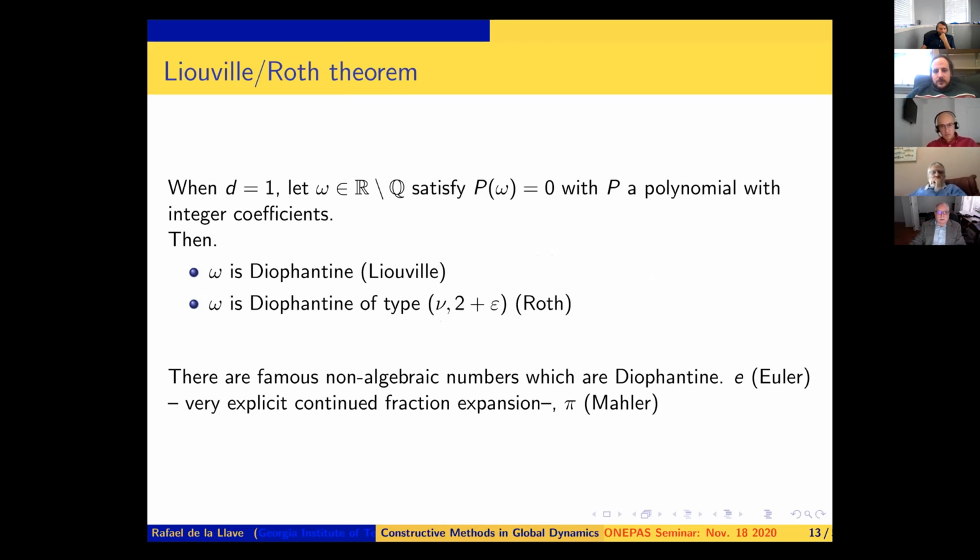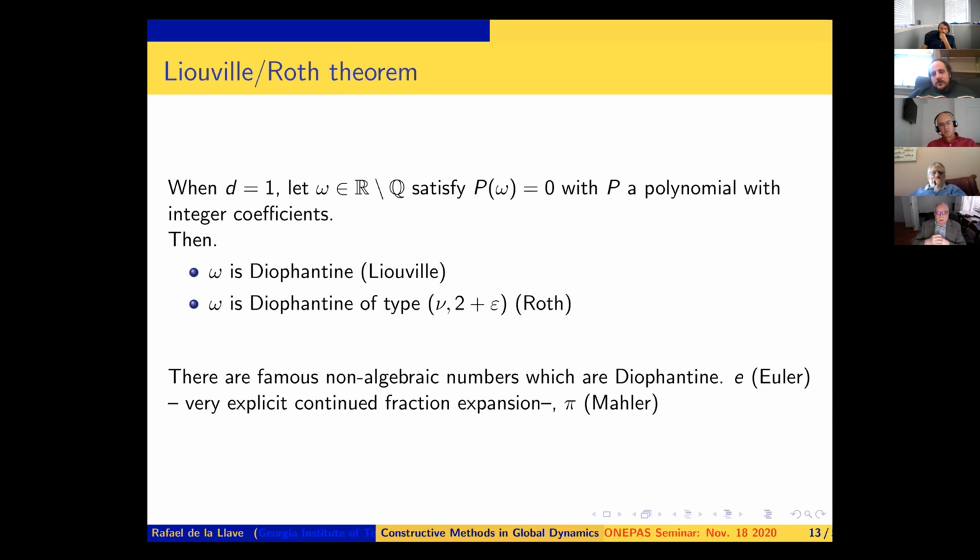And I also found another mistake over here. So when d is equal to 1, there is a very famous theorem by Liouville, which was dramatically improved by Roth, which tells you that if you have something that satisfies a polynomial equation with integer coefficients, then it is not 0. And of course, the thing that I wanted to say is that then omega is Diophantine, right? And omega is Diophantine, this is the improvement.